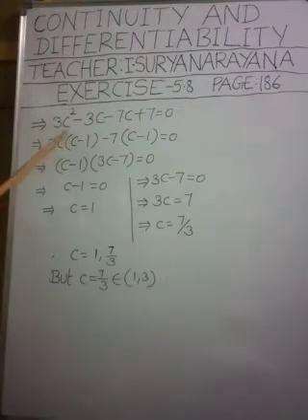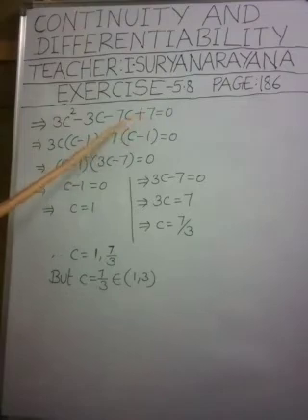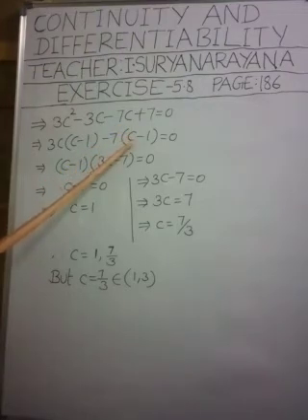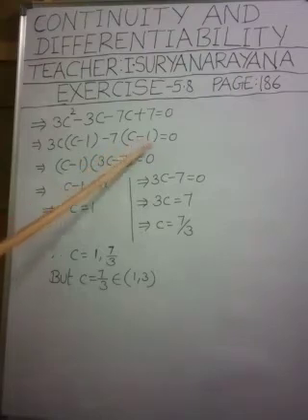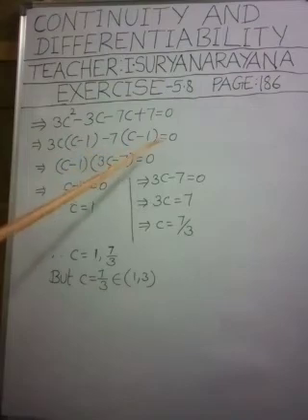Then what will you get here? c minus 1. Okay, my dear children? Understood this first term? From these last two terms we can take minus 7 as a common factor. Minus 7 is a common factor. So we are taking out that common factor minus 7. Then what will you get in these brackets? c minus 1. Understood this second term? Is equal to 0. Understood this step?